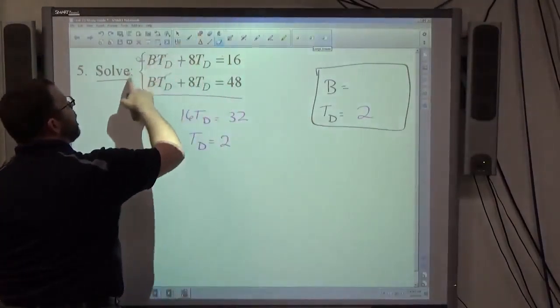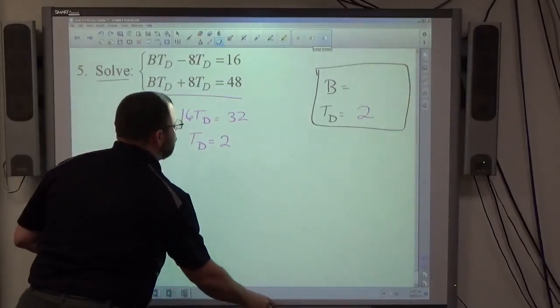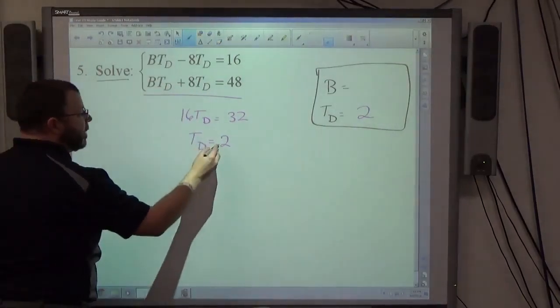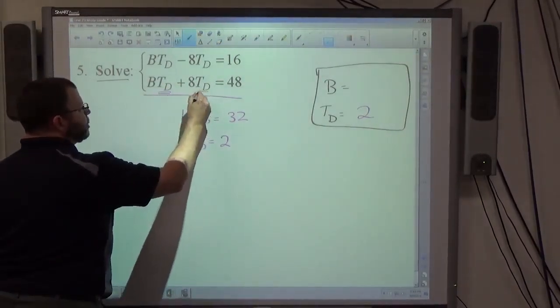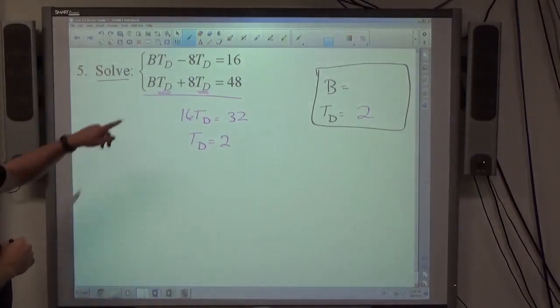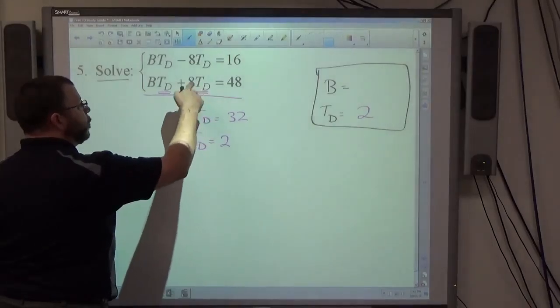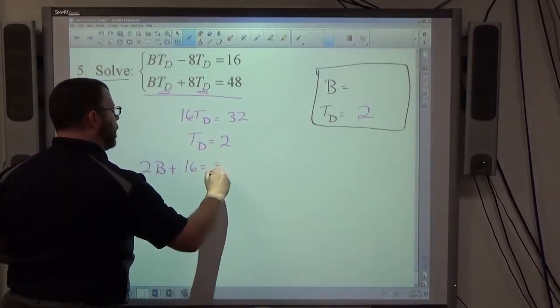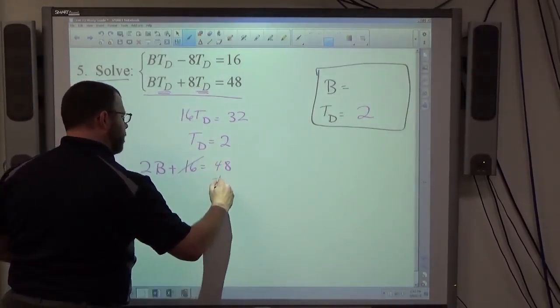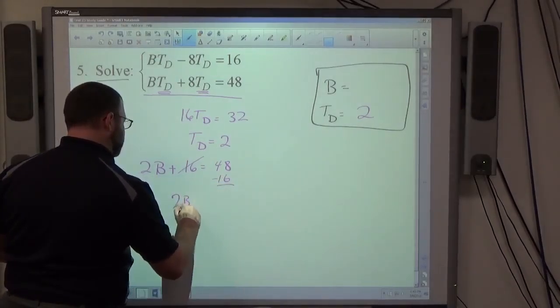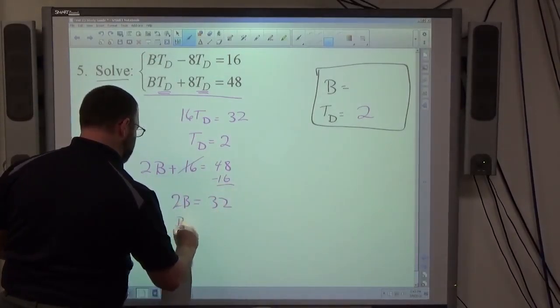Either equation, doesn't matter which one you go to. I like the bottom one better because everything's positive. T sub d is equal to 2, so this and this both get replaced with 2. So 2 times b plus 2 times 8 is equal to 48. So 2 times b is equal to 32. Divide, we get b is equal to 16.